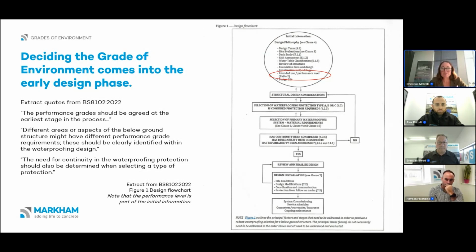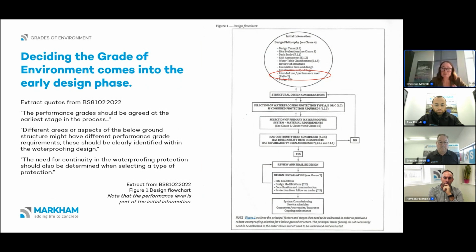In terms of the initial information that you're gathering, so we're talking right at the beginning stages of those workshops, roundtables that you're having. You can see circled in red there, deciding the intended use and the performance level. So not after we've talked about structural design considerations. This is all part of the initial information.